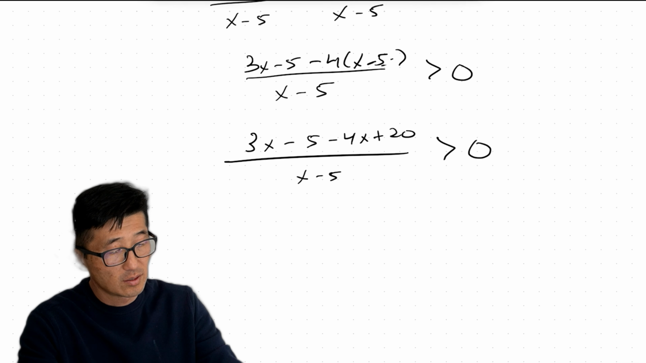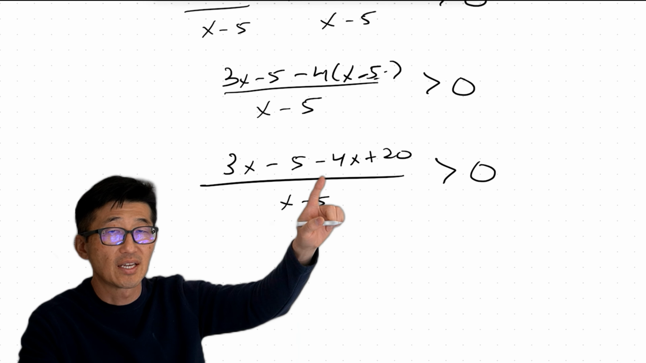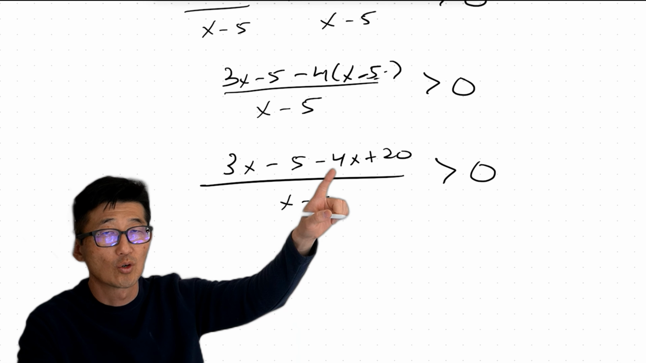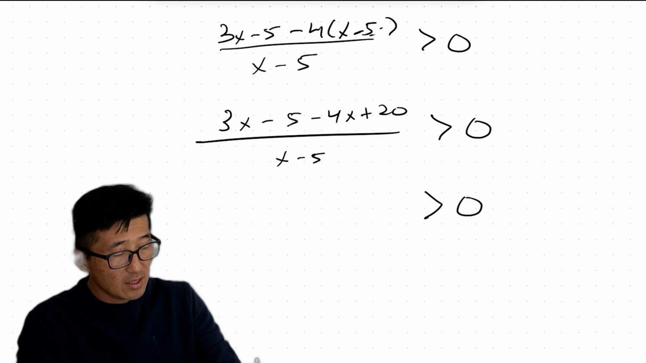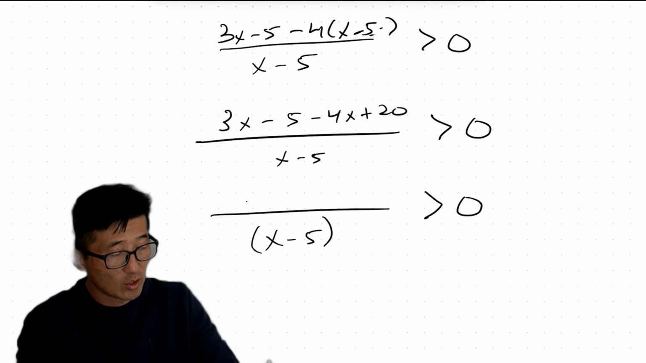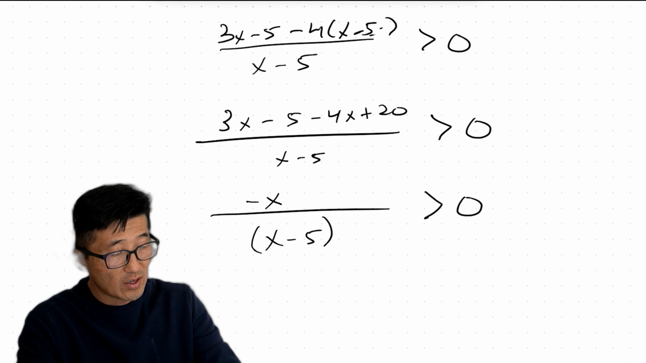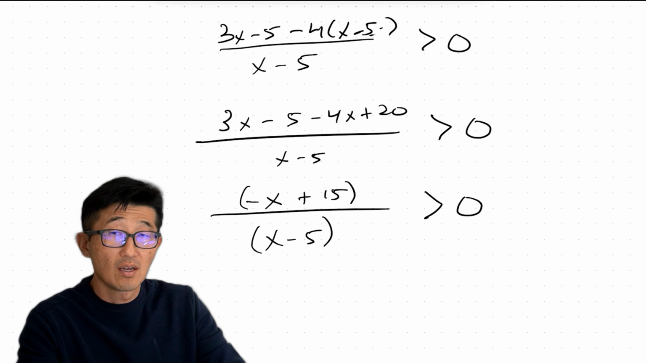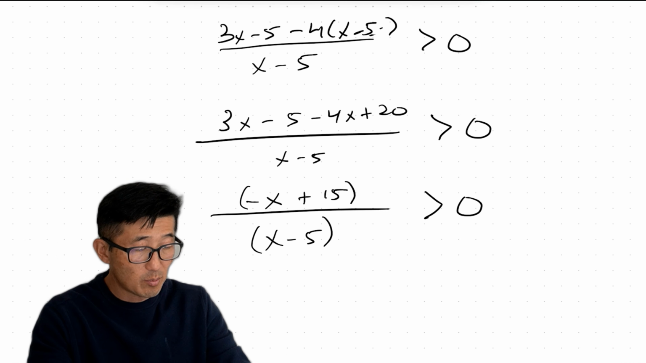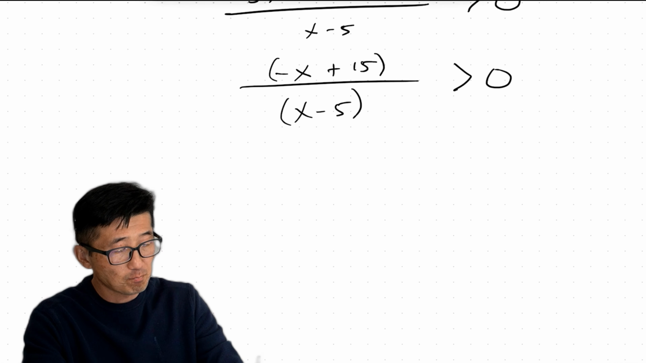Okay. See that? I distributed the negative to both the 4 and the negative 5. And then just keep simplifying. 3x and 4x will make negative x. Negative 5 and 20 will make positive 15. Okay, now you have parentheses on top, parentheses on the bottom.